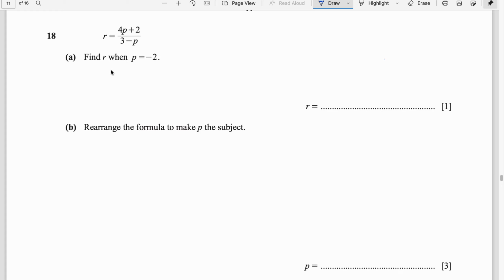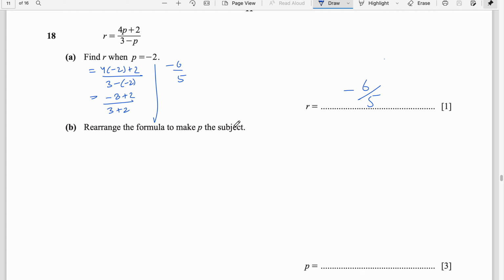Find R when P is equals to minus 2. 4 into minus 2 plus 2 divided by 3 minus minus 2. So 4, 2 times is minus 8 plus 2 and 3 plus 2. So minus 8 plus 2 is minus 6, 3 plus 2 is 5. So minus 6 over 5.